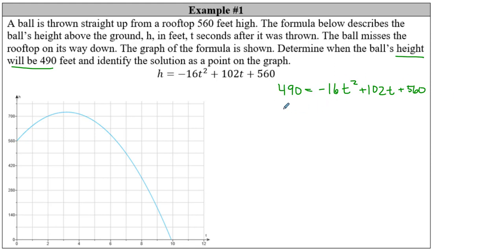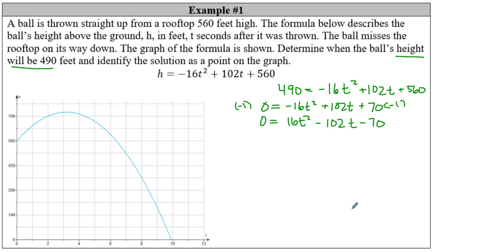So let's go ahead and get rid of this 490. We're going to subtract that from both sides. So we're going to get 0 is equal to negative 16t squared plus 102t, and then 560 minus 490. That's going to give me positive 70. Okay, so now we got this quadratic. We got this negative term out front. Okay, remember in our factoring we don't want a negative term, so let's go ahead and factor out that negative. We can do that by multiplying both sides by -1, right? Remember, we've done stuff like this before. So that's going to give us 0 equals 16t squared minus 102t, and then we got minus 70.